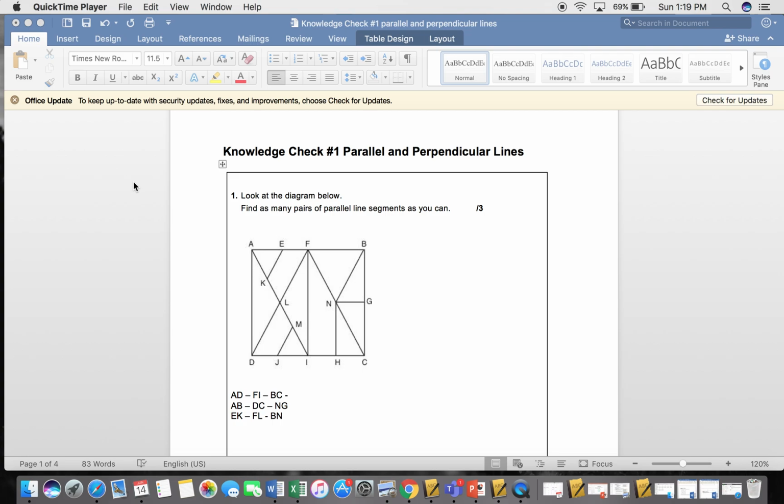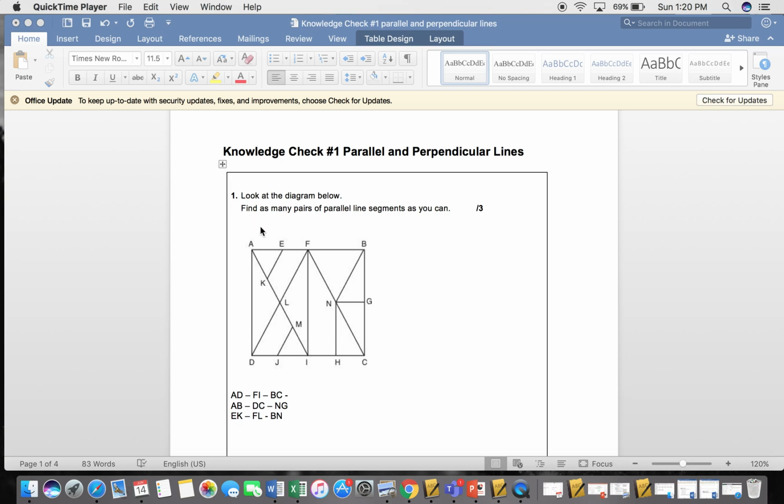Let's get started. Number one, look at the diagram below. Find as many pairs of parallel line segments as you can. So parallel lines, remember from our video last week, we talked about parallel lines. They're lines that are across from each other that are never going to intersect. We gave examples like a railroad, like lines that are painted on a road, lines that could go on and on and on, but will never cross, will never touch, will never meet.